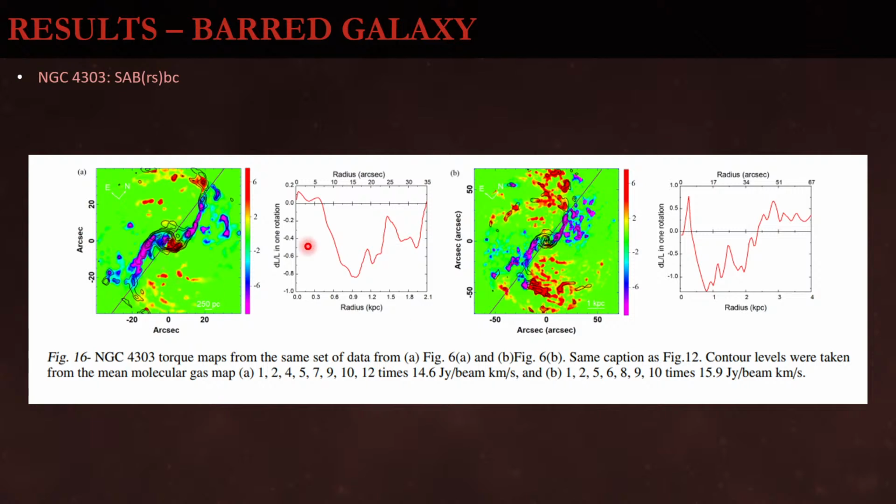And here is the same thing, but with a larger field of view. We can see, again, the positive torque in the region of the circular nuclear ring, negative torques in the bar, and it becomes positive again after the co-rotation radius, and we form the spiral arms.